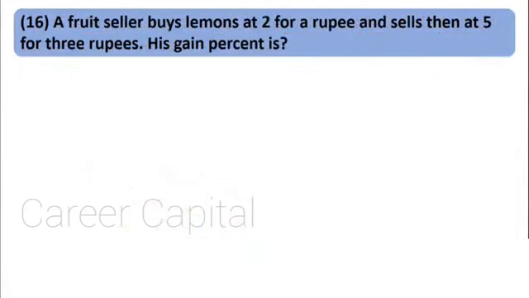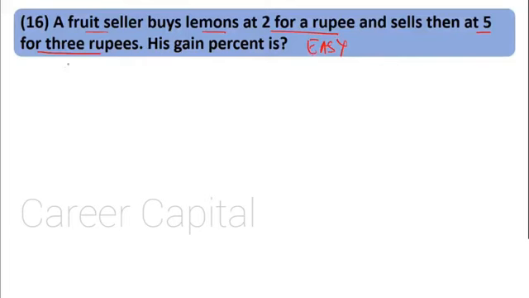Question number 16. A fruit seller buys lemons at 2 for a rupee and sells them at 5 for 3 rupees. His gain percentage, again this is very easy, you might not have many values over here, but I'll tell you how to solve this. Just like in percentage we took arbitrary values like generally 100, same way we'll do over here. Let us see how.